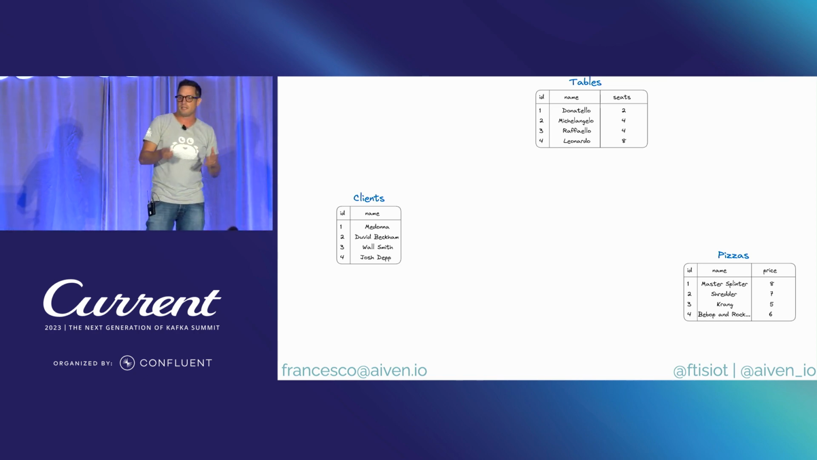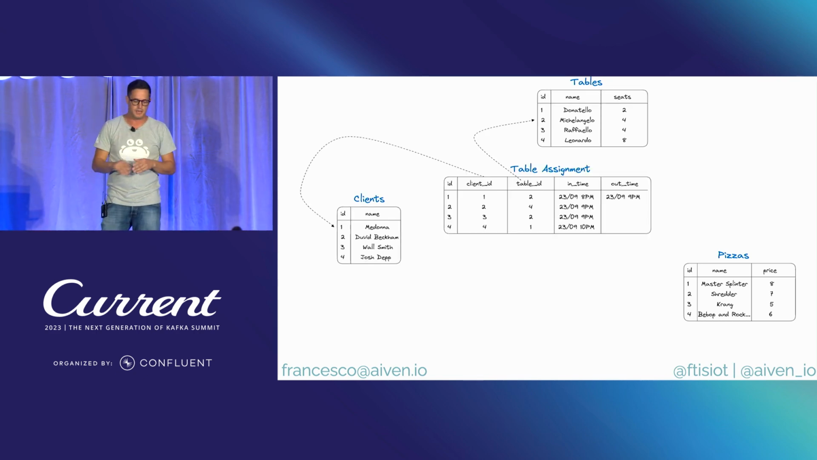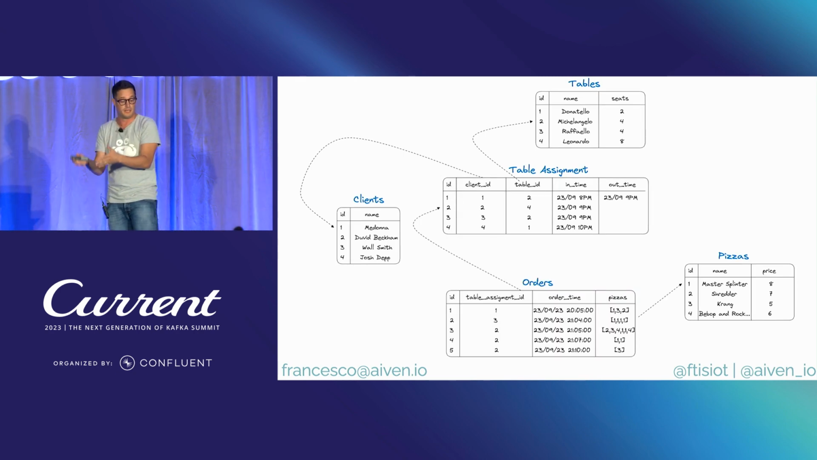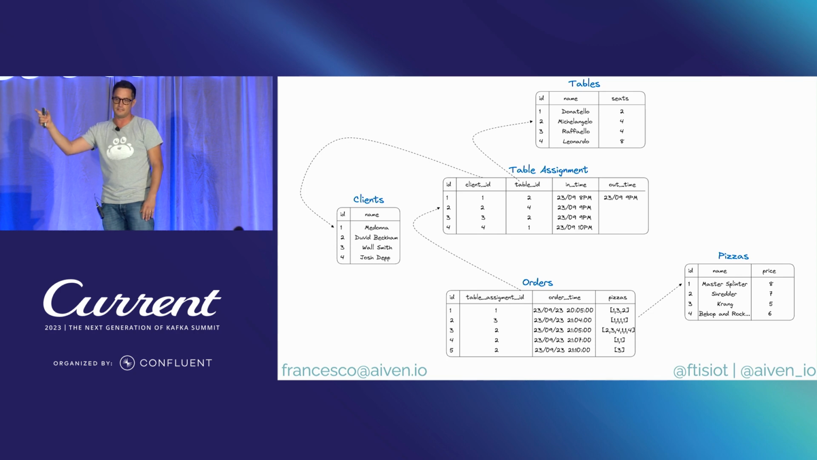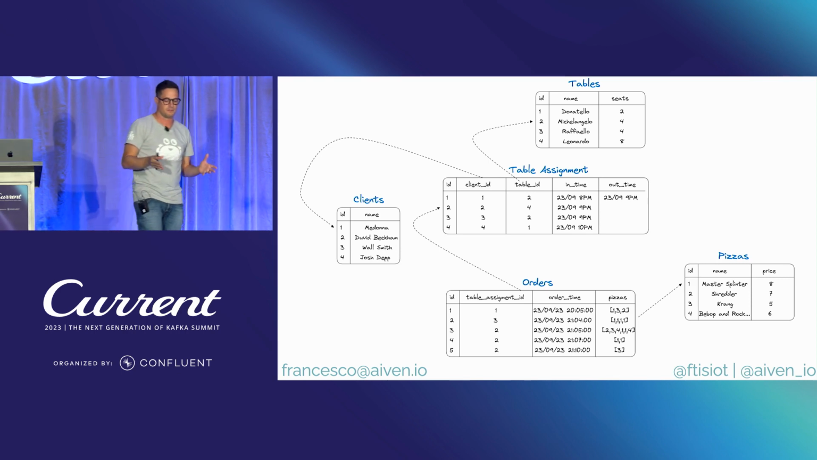Then what they do, every time a client comes in, they sit the client to a specific table, and they record the in time and the out time. And then once the client is sitting at a table, they can start making orders. So they record the order time, and then within an array, the list of pizza IDs that are the foreign key to the pizza table. This is the restaurant business model.